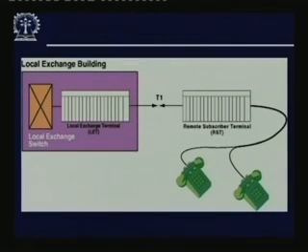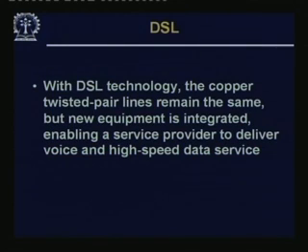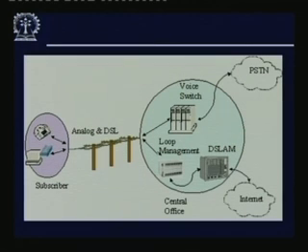So, you have this remote subscriber terminal which is connected to the individual users. The copper twisted pair remains the same, but the new equipment is integrated, enabling a service provider to deliver voice and high speed data service at the same time. So, this is a picture. That means you have a subscriber who is connected through that analog and DSL line.